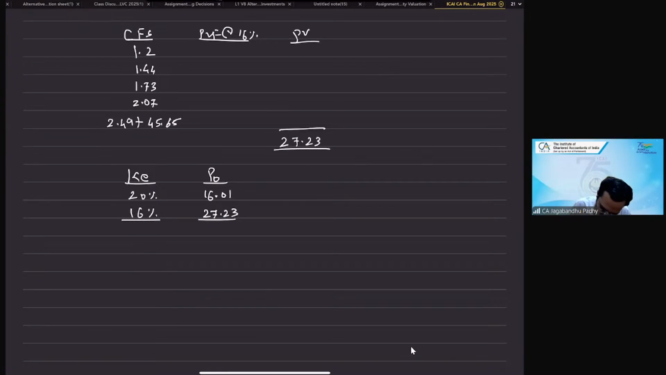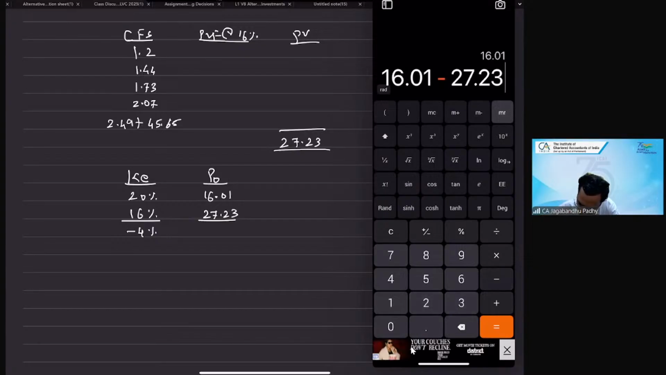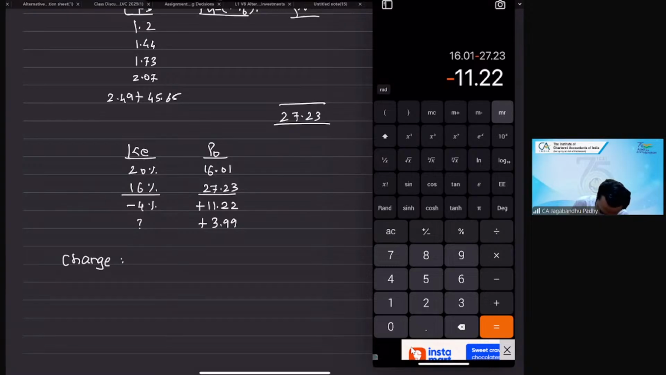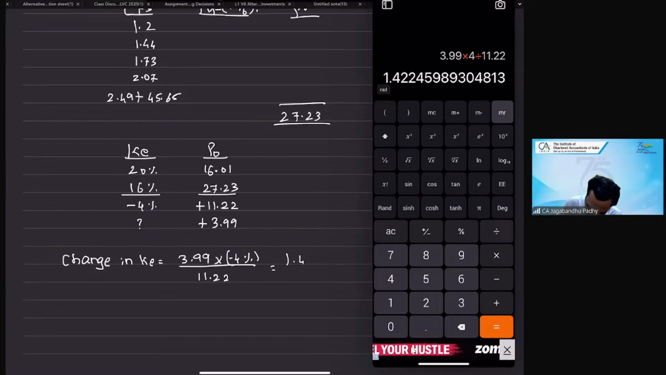So KE is going to be reduced by 4%. Then P0 changes from 16.01 to 27.23. So this has increased by 11.22. The value that we wanted this to increase by is 3.99. So what should be the change in KE? Change in KE will be 3.99 into minus 4% upon 11.22. 3.99 into 4 divided by 11.22, which is 1.42, negative. So 1.42% negative.